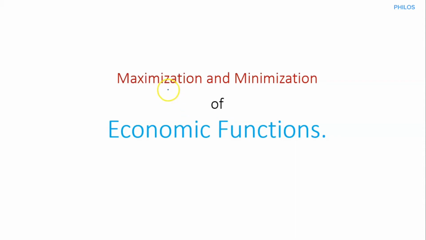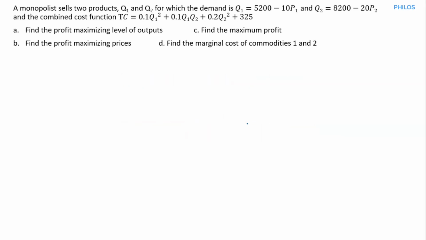Hi, let's take a question under maximization and minimization of economic functions and see how to solve it. Question says, a monopolist sells two products, Q1 and Q2, for which the demand is Q1 equals 5,200 minus 10P1 and Q2 equals 8,200 minus 20P2. And a combined cost function, that's TC, is equal to 0.1 Q1 square plus 0.1 Q1 Q2 plus 0.2 Q2 square plus 325. So we have to solve these questions.